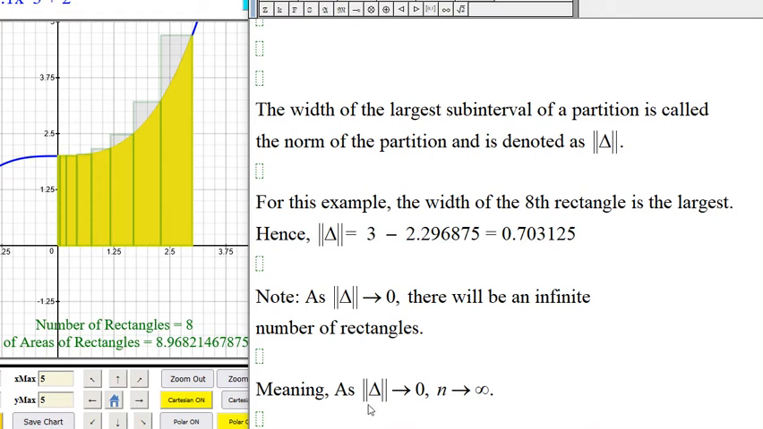The converse is not true. There are examples where n would run to infinity, but the norm, or the largest width, does not run to 0. But anytime the norm runs to 0, then n will run to infinity. And now let's find the areas of the 8 rectangles and see approximately what the area of this shaded region is. And then after that, we'll fill it up with an infinite number of rectangles and get the exact area of the shaded region.